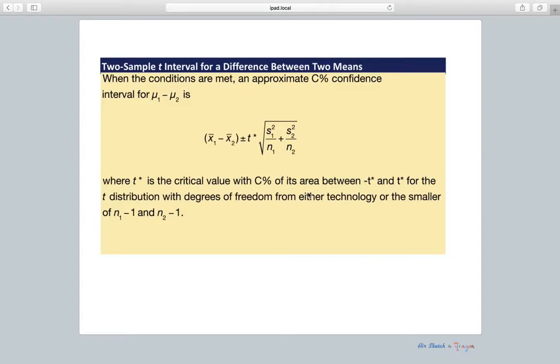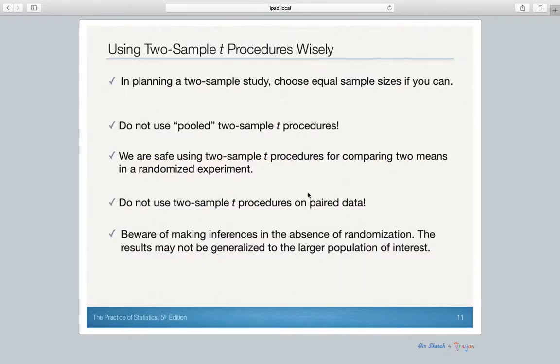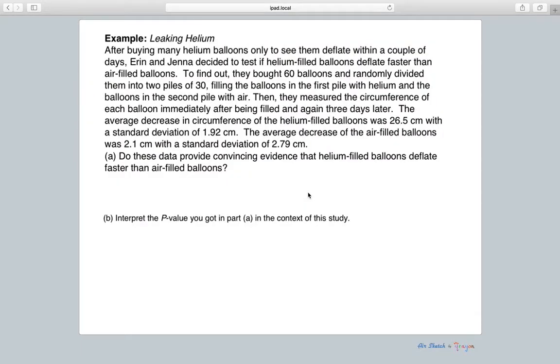That's the formula for a confidence interval. Again, we're going to be using our calculator for the most part, so I'm not going to worry too much about this. We won't use pooled two-sample T procedures. That's just a setting in the calculator that we'll make sure is not selected.